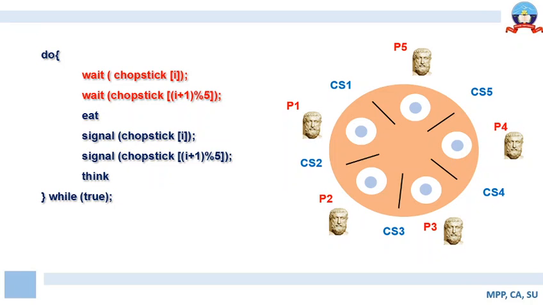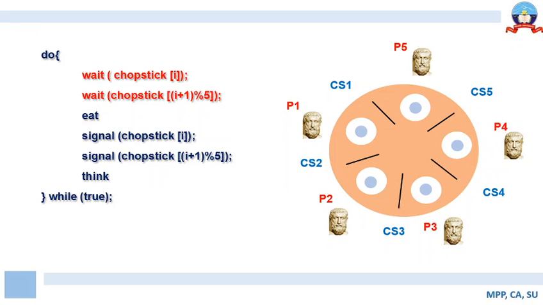First it will pick up its left chopstick, that is CS1, and then it will pick up its right chopstick, that is CS2, and it will perform the eat operation. So that is the way the implementation of the dining philosopher's problem is done. First it will implement a wait on chopstick I, right? Then it will implement a wait on chopstick I plus 1 mod 5 because there are 5 chopsticks on the table and it has to be the nearest one, so it will be I and I plus 1, right? So now, why I plus 1 mod 5?